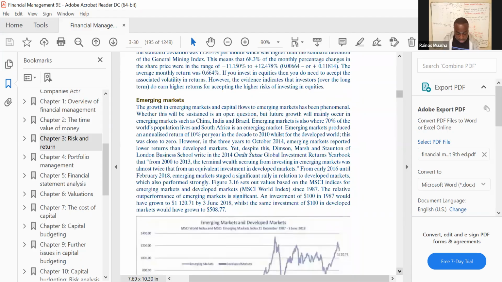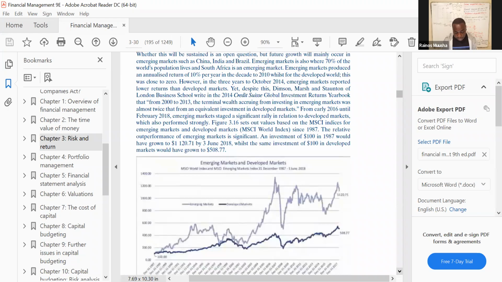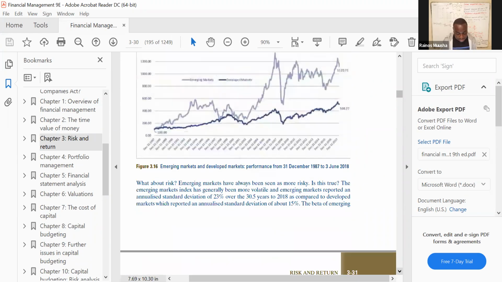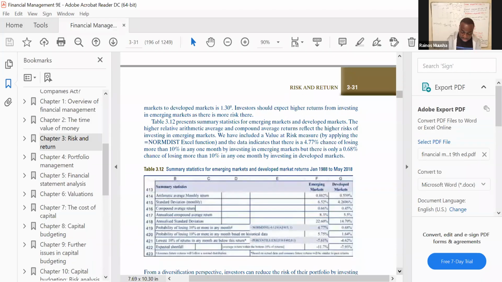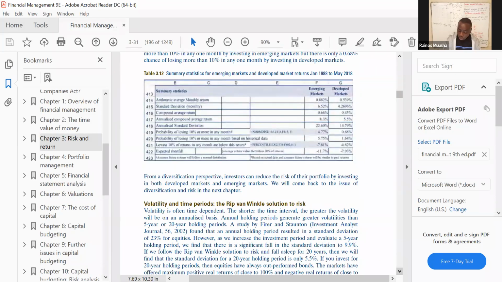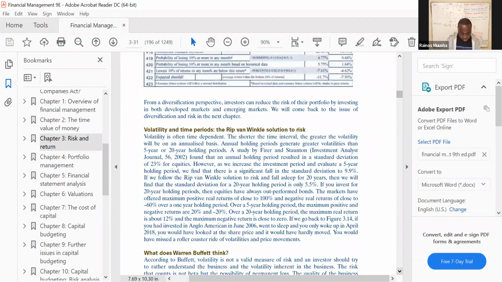Then they also look at the risk-return relationship in emerging markets as well. Remember, these sections are covered to say that from a practical perspective, this is how you analyze the risk-return relationship. But for the sake of the exam, analyzing the risk-return relationship specifically in emerging markets, don't worry much about it. So don't worry about it.